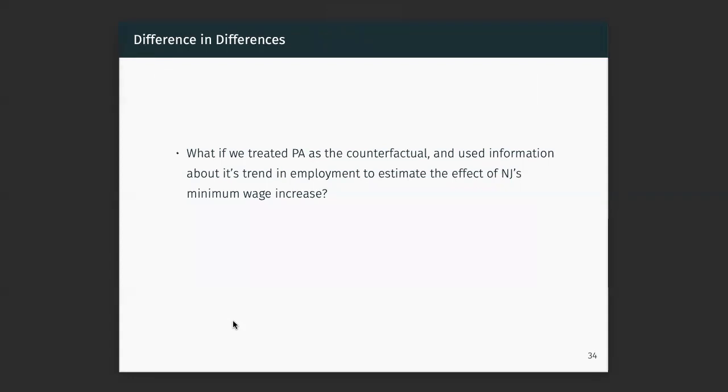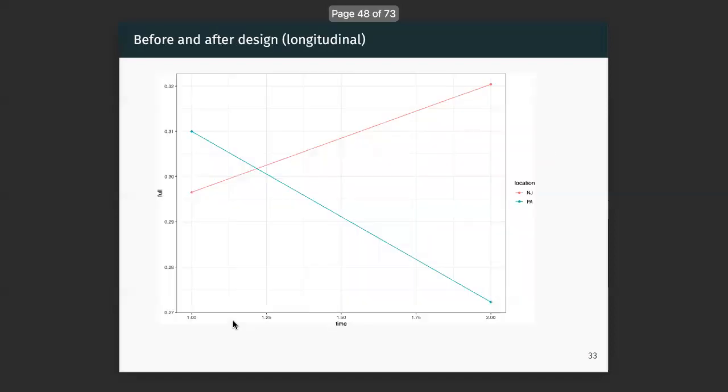So what if we treated Pennsylvania as the counterfactual, and used information about its trend in employment to estimate the effect of New Jersey's minimum wage increase? So what do we see here? What if we treat Pennsylvania as what would have happened to New Jersey if they hadn't passed the minimum wage law? Effectively, we're going to say they start in these two places, but let's superimpose the slope from Pennsylvania onto what happened in New Jersey as our counterfactual.